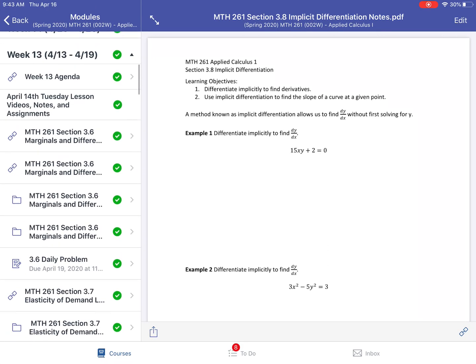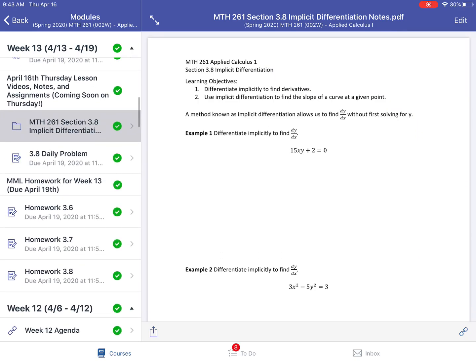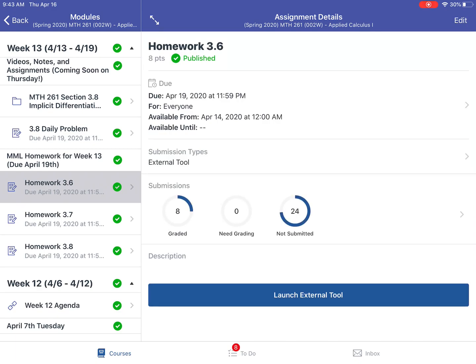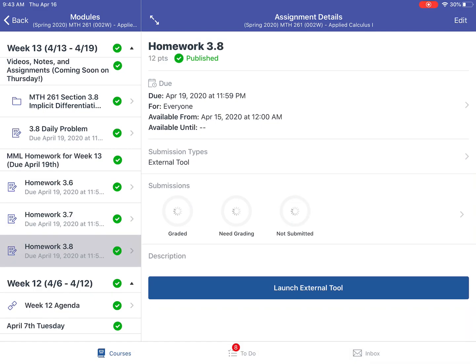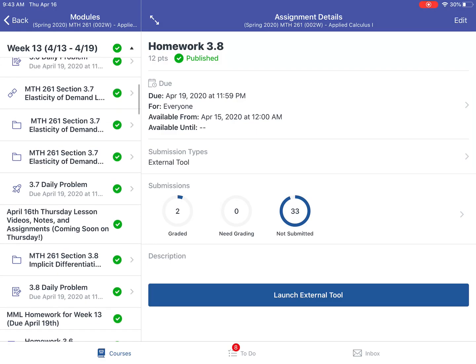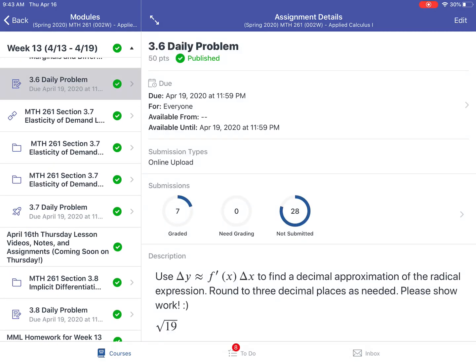All right, let's work on 3.8, implicit differentiation today. This week we cover 3 lessons, so you will have 3 homework. Well, the first 2 are very short. And about 9 and about 6 of you already finished homework 3.6 and 3.7. And I see that 2 people already started or finished your 3A homework.